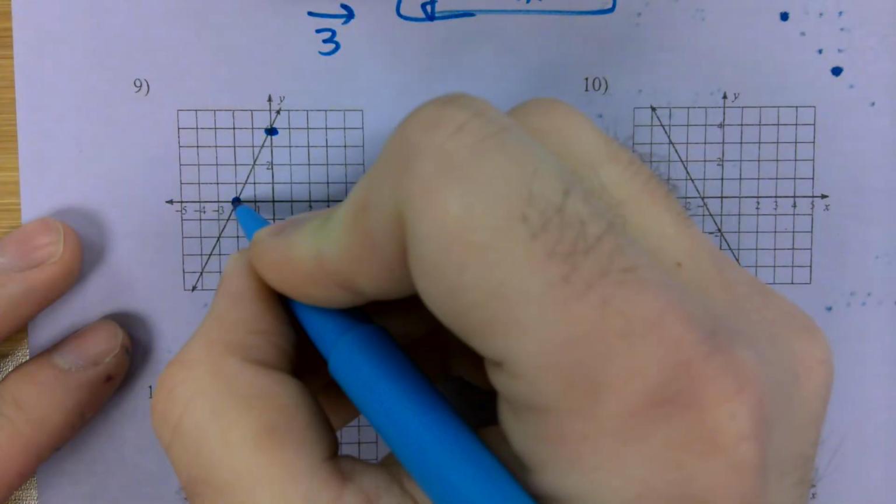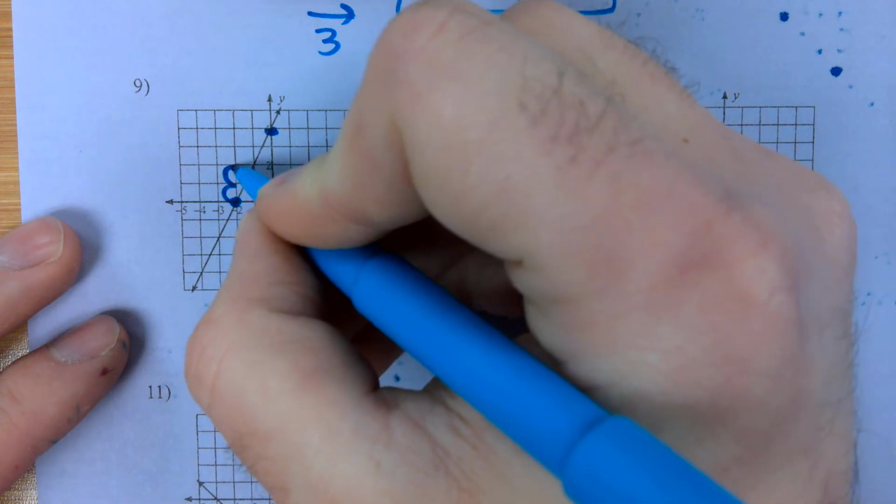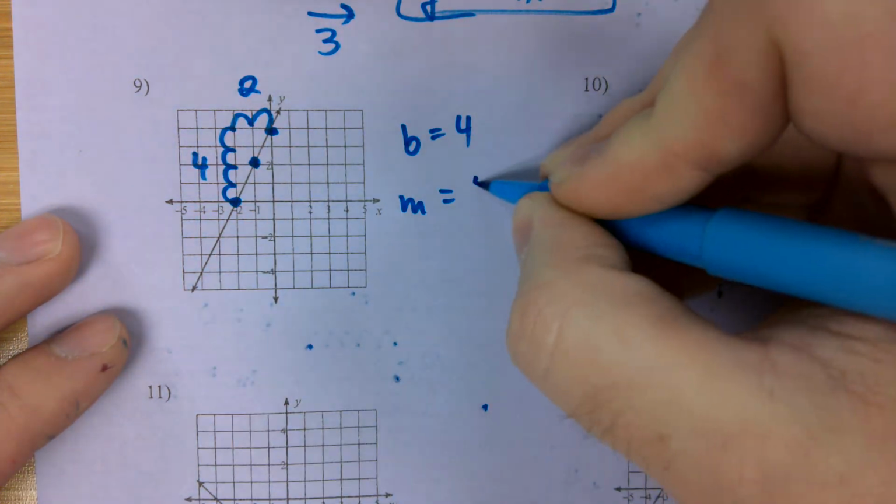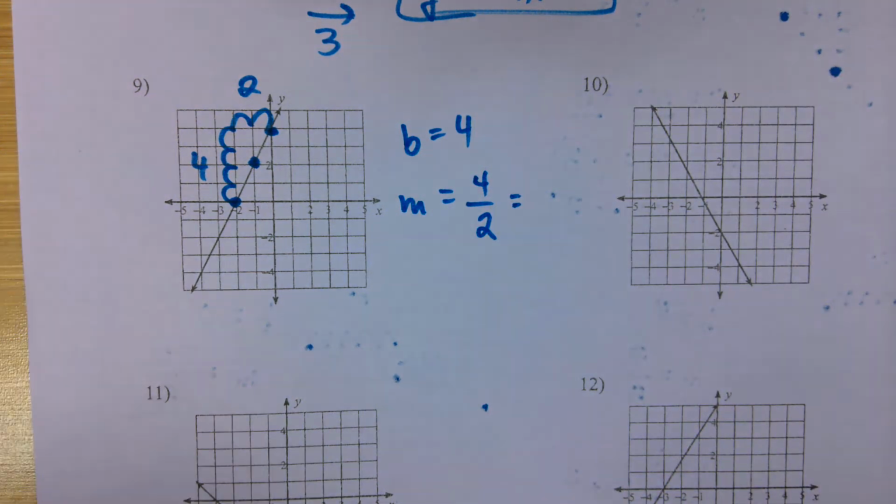I see a point right here on the x-axis. 1, 2, 3, 4 over 2. Are you serious right now? I think you can do that 2 times. Say that one more time? You can do that 2 times.